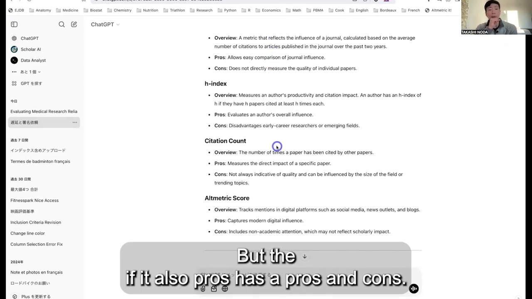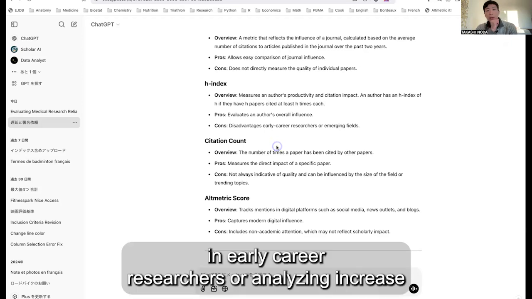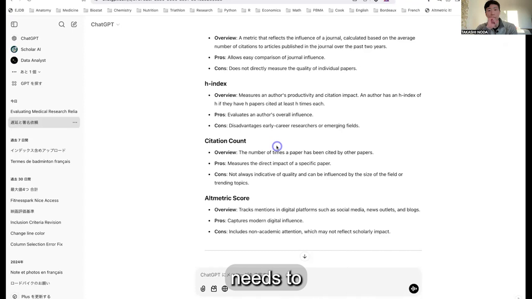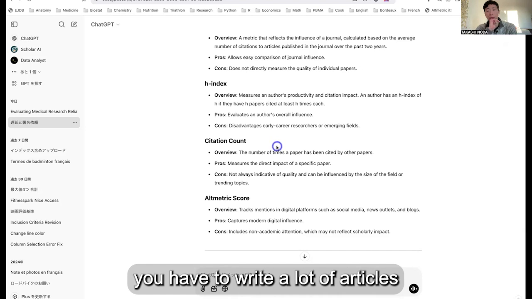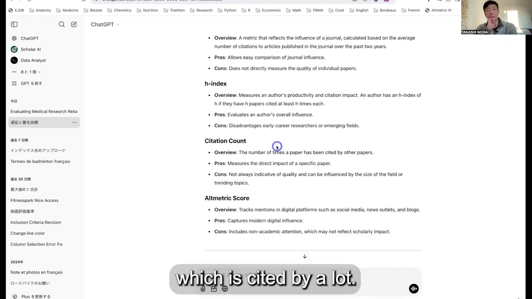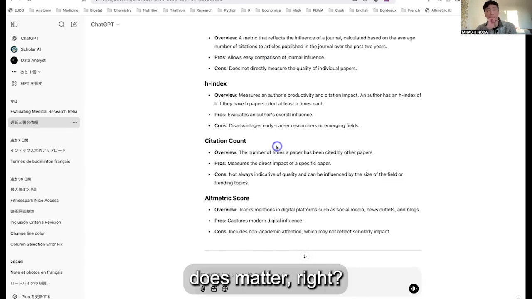But it also has pros and cons. The demerit of the H index is that it disadvantages early career researchers or emerging fields. It's true. Because to obtain a higher H index, you have to write a lot of articles which are cited a lot. So experience does matter, right?